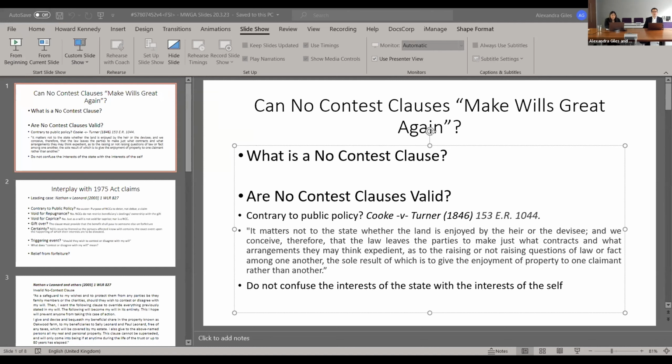No contest clauses have always been capable of being included in wills, and the question as to whether a no contest clause was valid was put before the Privy Council in the case of Cook and Turner in 1846. The backdrop to this case is quite interesting because Sir Gregory Turner was declared a lunatic in 1826 by a jury, and he subsequently made a will in 1841 in which he left the majority, but not the entirety of his estate to his daughter, Mrs. Friars. The will included a no contest clause specifically against Mrs. Friars, stating that if she were to challenge the will, she would lose her entitlement.